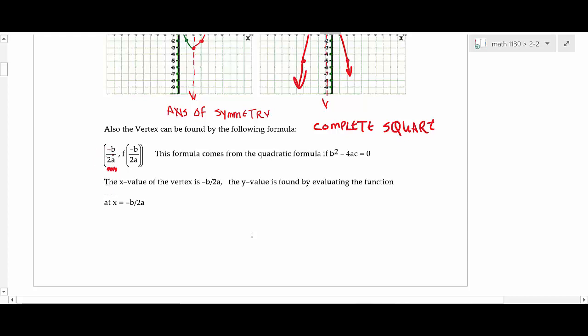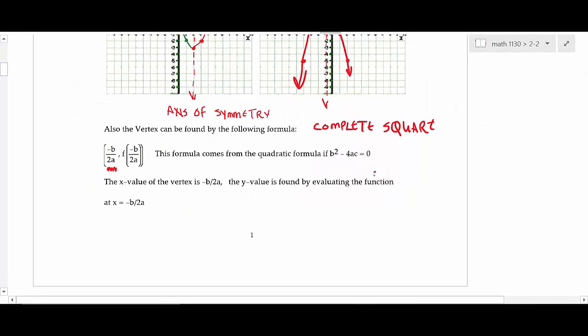It turns out if you do -b over 2a, whoops, sometimes that does that for some reason. So if you have a quadratic function which has the form ax squared plus bx plus c, in standard form, if you do -b over 2a, that will always give you the x value of the vertex. And then what this is saying is just evaluate the function at -b over 2a, and that will give you the y value, okay? So you can do that both ways, and I'll show you in just a minute the 2 methodologies you can use to find the vertex.